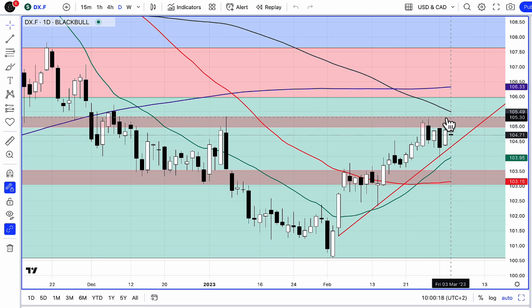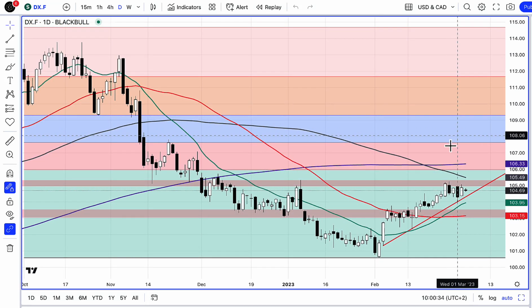What we want is a break through this resistance level, and that's between 105 and 105.40 or so, above those highs. Then we want to get through this 100-day moving average up to the 200. That'll take us to 106 in between those 2 moving averages, and then 107. So that's the positive scenario for the dollar bills.